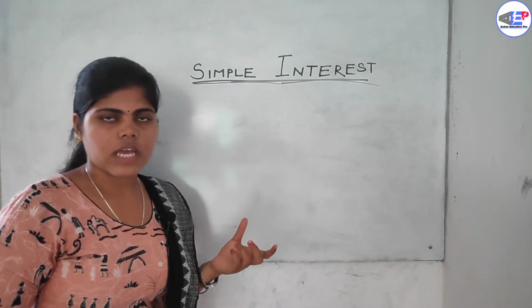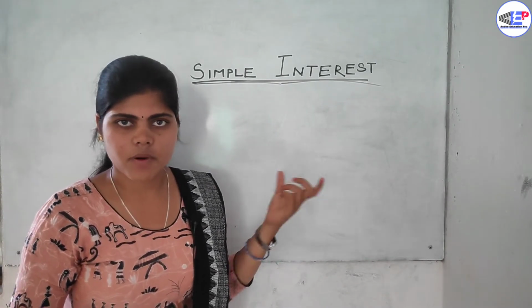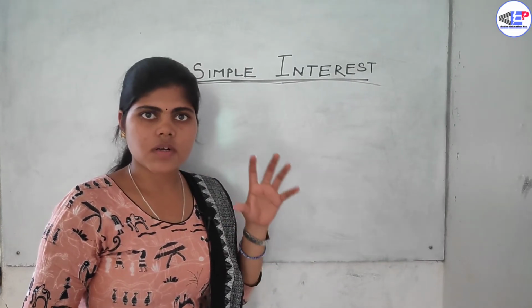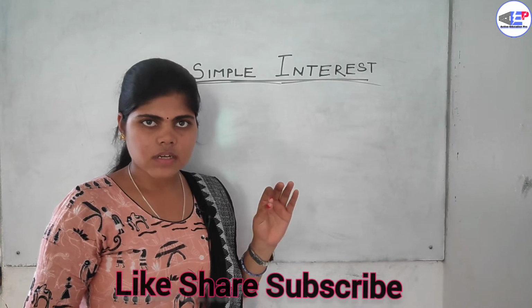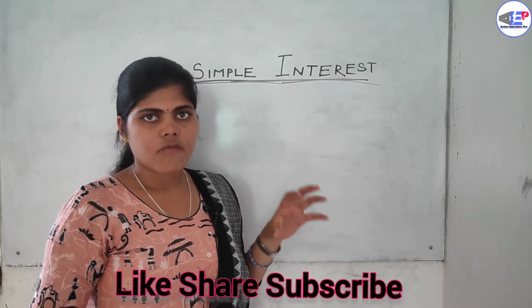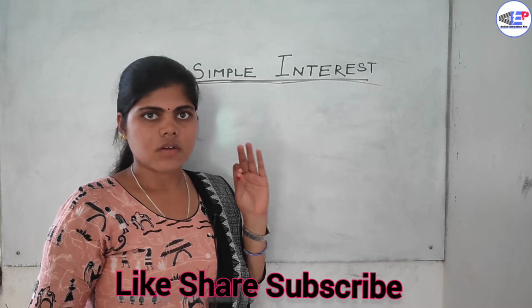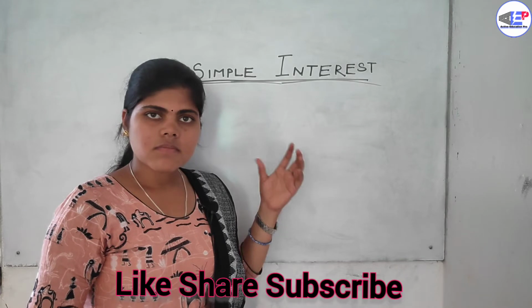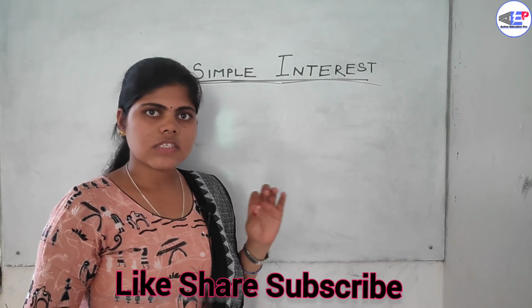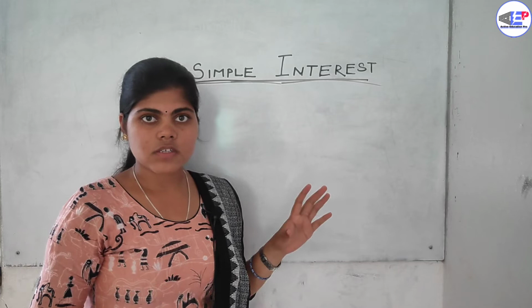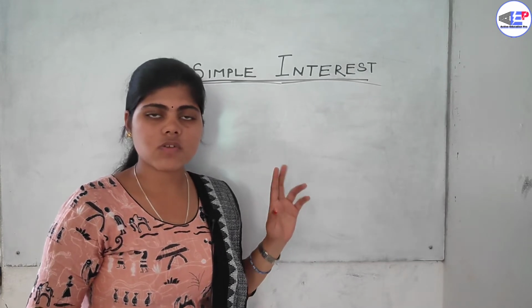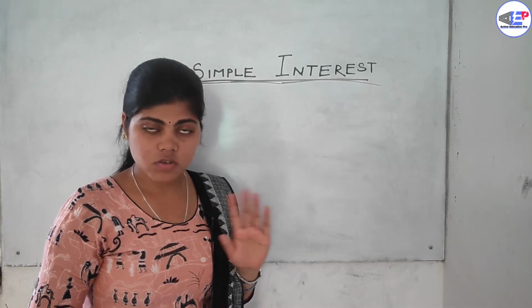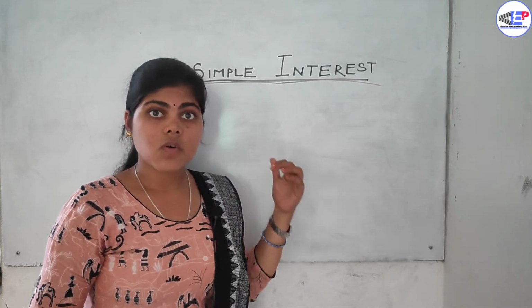Interest is of two types. One is simple interest and another one is compound interest. What is simple interest? Simple interest means with the particular amount, the particular principal, a fixed rate is applied for the loan period of time. On the same principal, the simple interest is calculated uniformly, but compound interest is not calculated uniformly. That is the difference between simple interest and compound interest.